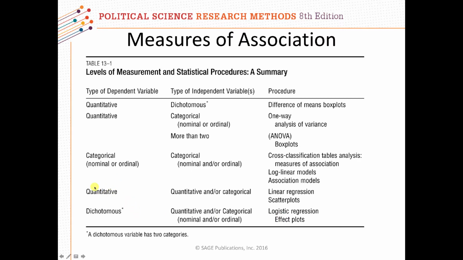And then here, finally, if you have an interval or ratio level dependent variable and interval or ratio level independent variables, then you can use a linear regression or scatter plot. You can use a linear regression provided that you have an interval or ratio level dependent variable, regardless. But it's easier if both variables are ratio or interval level quantitative variables. So continuous is another way to say that.